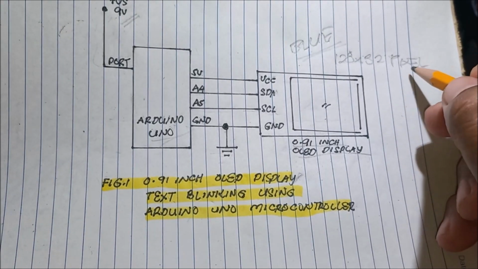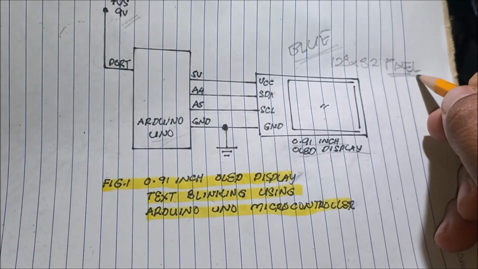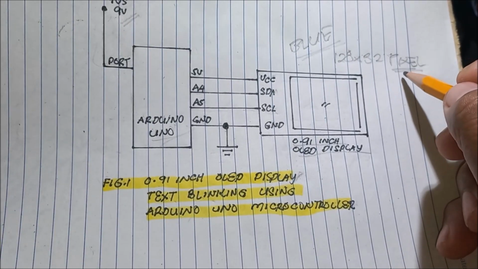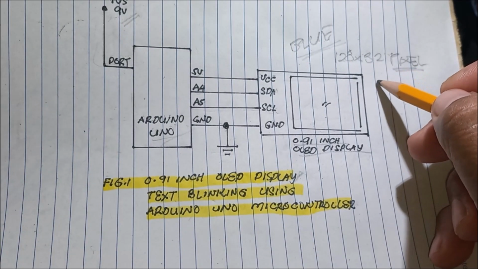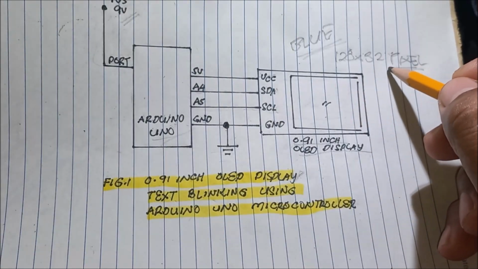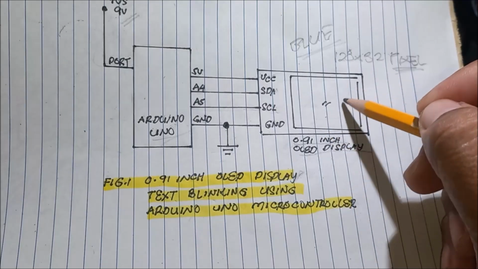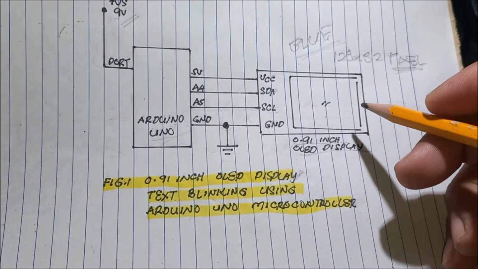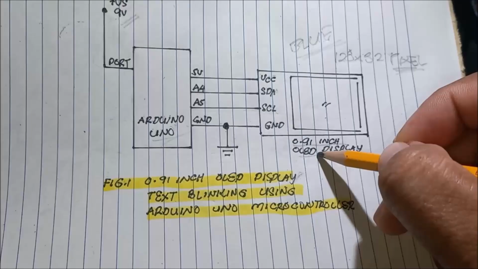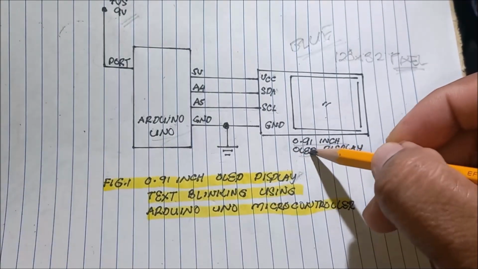It has self-illuminating pixels. So that's why we are eliminating the need for the backlight. So self-illuminating pixels, the pixels are illuminating. So there's no backlight for this OLED. OLED refers to organic light emitting diode.